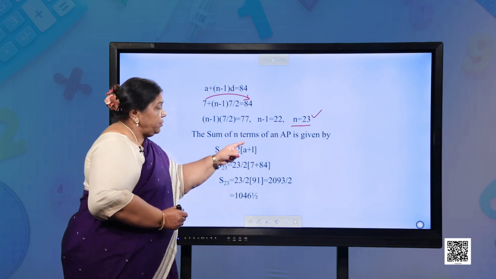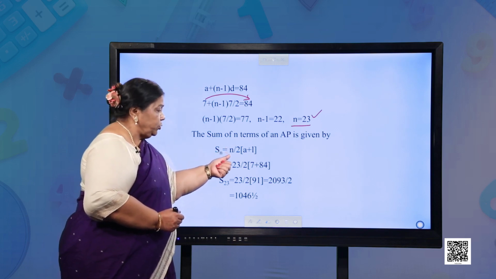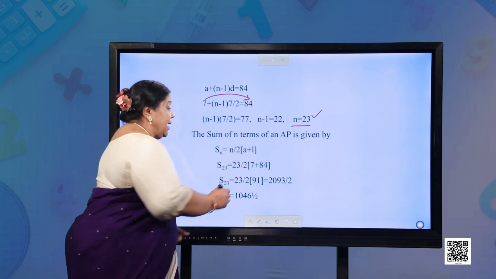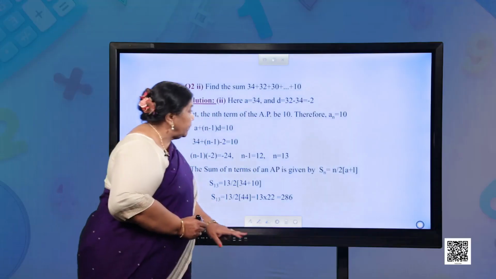The sum of n terms of an AP is given by the formula Sn is equal to n upon 2 into a plus L. I can use this formula here. So 23 upon 2 into 7 plus 84. On simplification it gives 23 upon 2 into 91, that is equal to 2093 upon 2, that is again equal to 1046 1 upon 2. Is it clear? Let us do the next one.